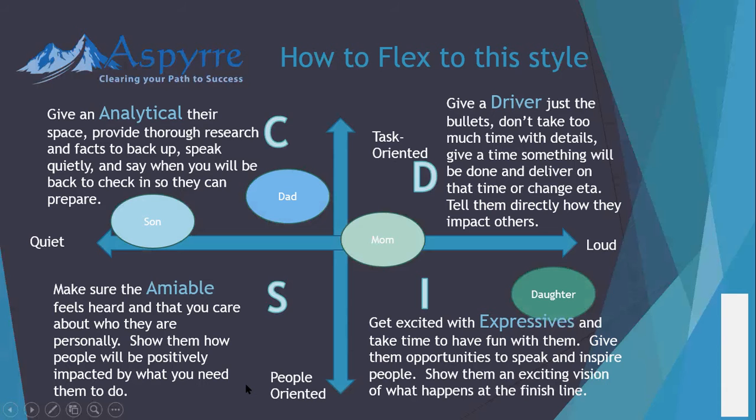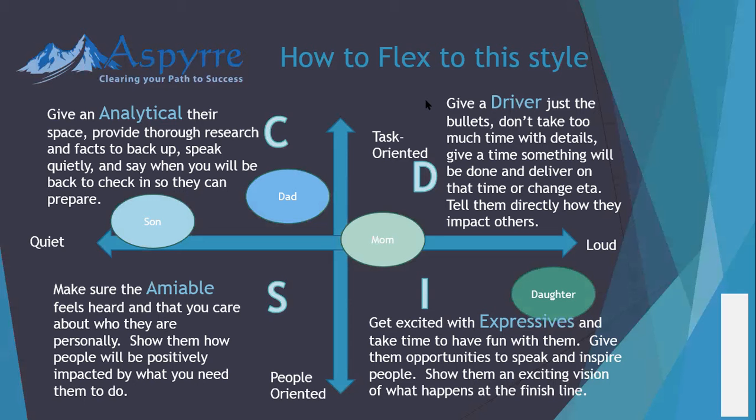Now, how to flex to people. So let's say you're working with someone in each of these quadrants. How would you flex to those people? Okay, if you want to flex to a driver, what you want to do is give them just the facts, and only 3 to 5, nothing more than 3 to 5 bullets. That's how much information you want to give them.